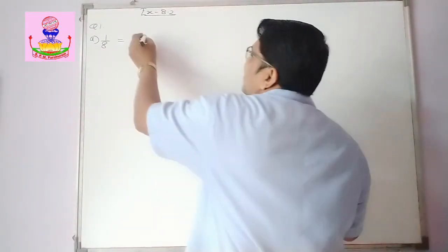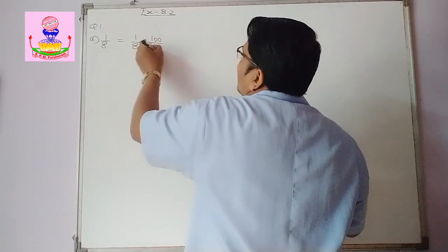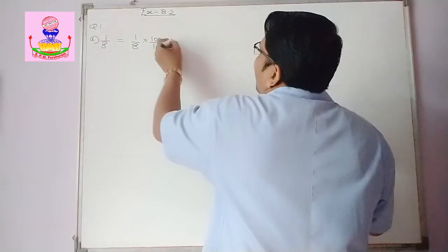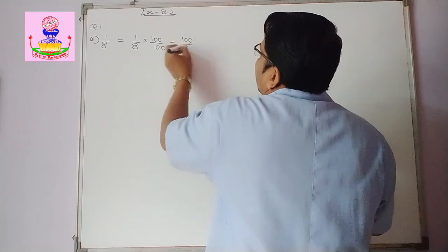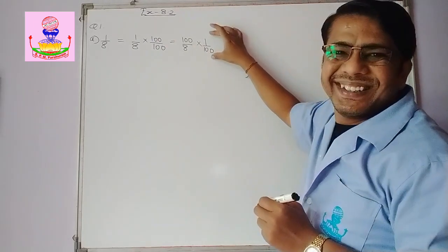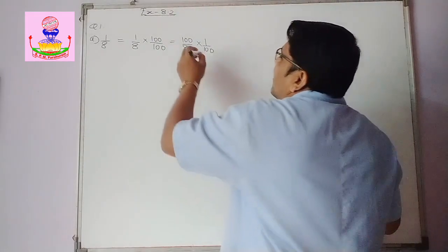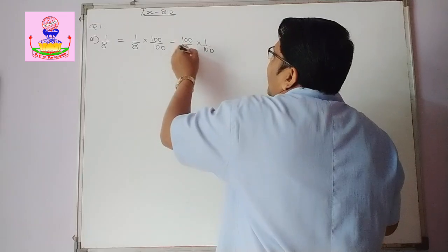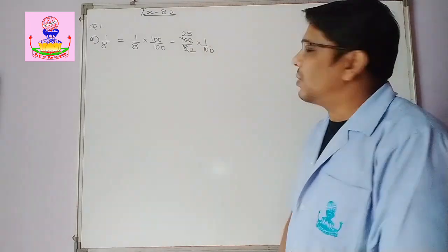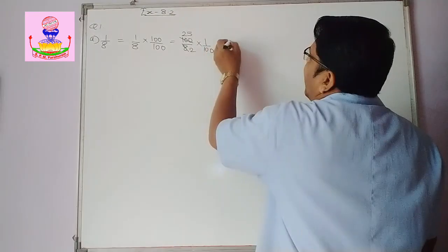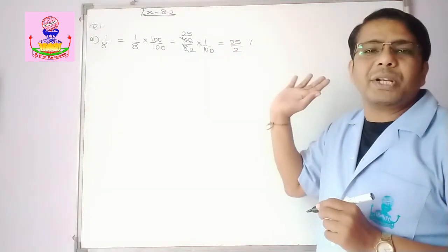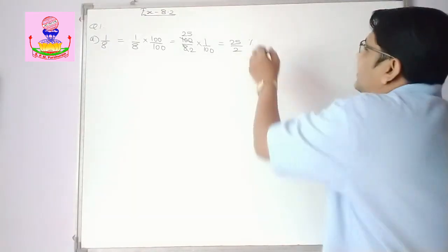So what do you do? Simple method. Multiply by 100 and divide by 100. Okay. So there is no change in the actual fraction. Right? So now you can write it like this: 100 upon 8 into 1 upon 100. So this becomes percent. Okay. Now, 4 2s are 8, 4 25s are 100. Okay. So this becomes 25 upon 2 percent. So 1 upon 100 gets converted to percent.